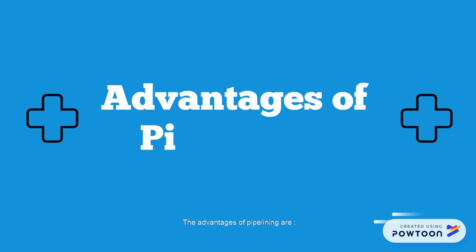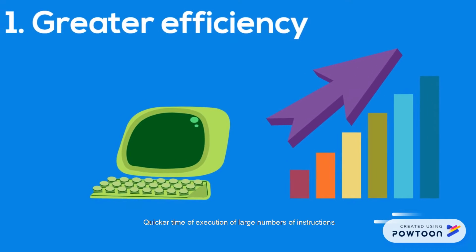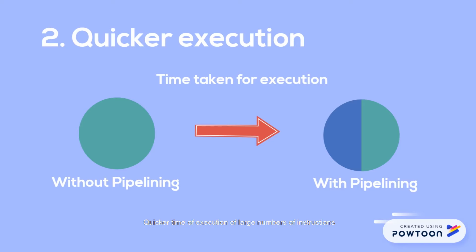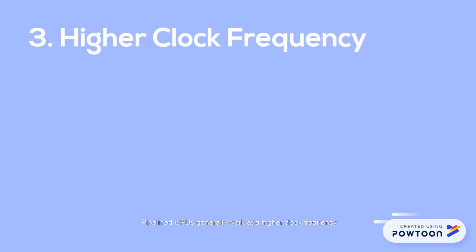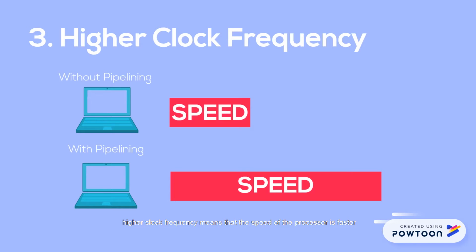The advantages of pipelining are: it uses the processor more efficiently, and has a quicker time of execution for large numbers of instructions. Pipeline CPUs generally work at a higher clock frequency. Higher clock frequency means that the speed of the processor is faster.